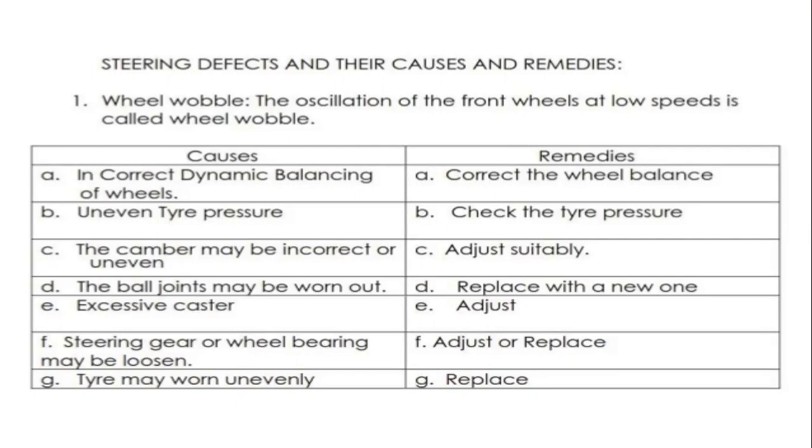And the causes for the wheel wobble. First one, incorrect dynamic balancing of wheels. It is caused by incorrect dynamic balancing of wheels, and the remedy is to correct the wheel balance. So balance the right side position of the wheel and the left side position of the wheel. By correct wheel balance, it can be avoided.